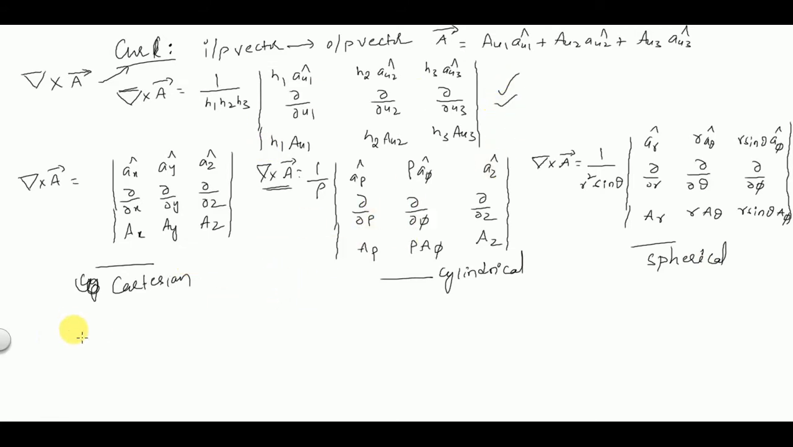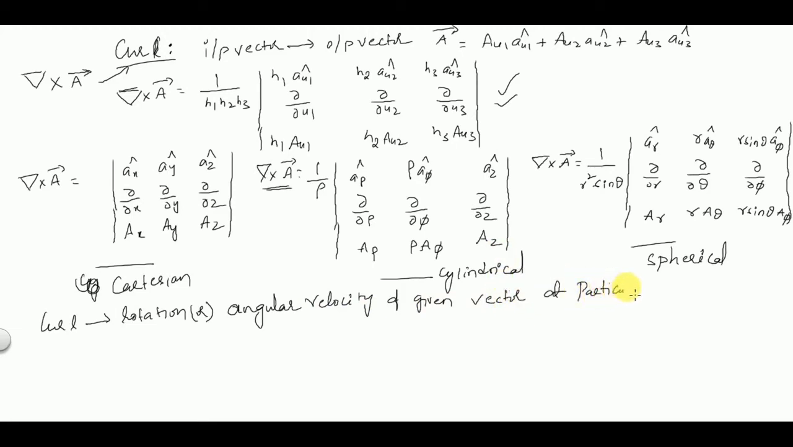Okay, so the next important point is that curl represents the rotation or angular velocity of the given vector at a particular instant. So it represents the angular velocity, that is, the direction of rotation, whether the vector is rotating in the clockwise direction or anti-clockwise direction, is given by the curl operator.